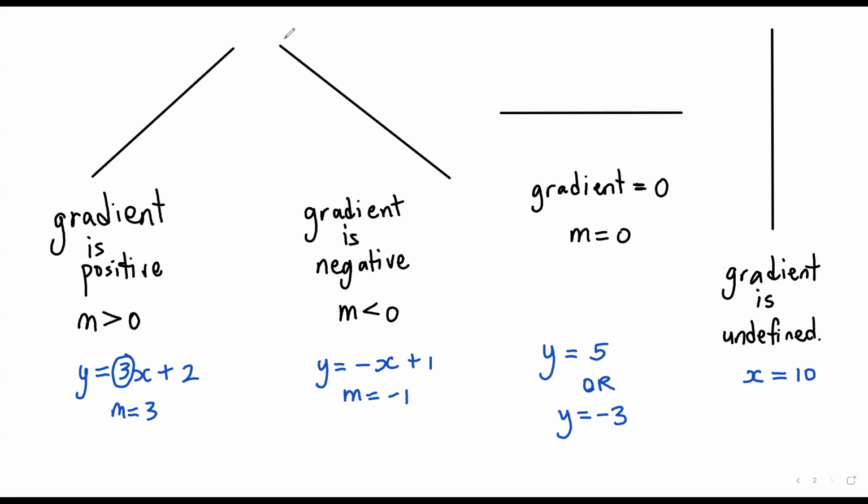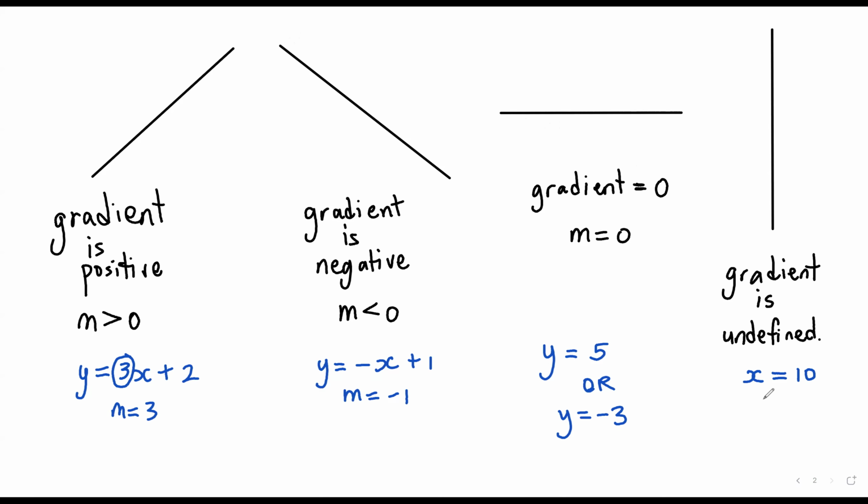Furthermore, you have to make the connection that if that gradient is positive, then you're going to expect a diagonal line that's increasing from left to right. If it's negative, it's a diagonal line decreasing from left to right. If it's a horizontal line, the gradient is 0, so it'll just be y is equal to something. And if it's a vertical line, it's just going to be x is equal to something, right?